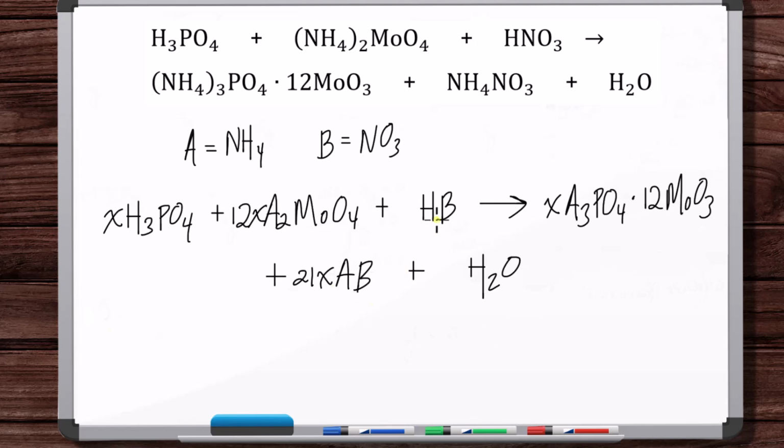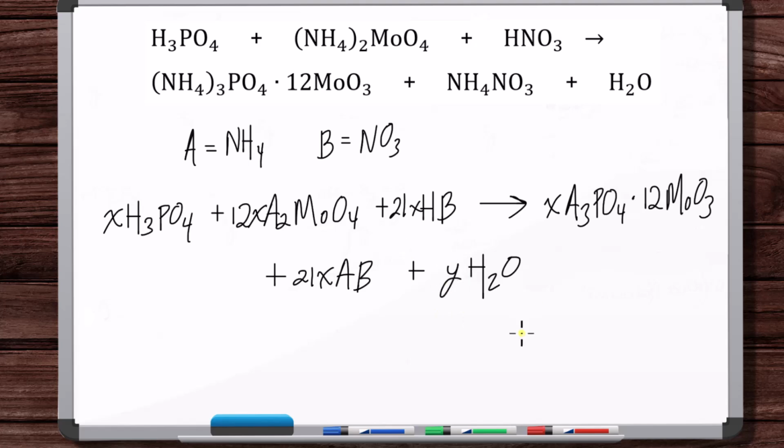Now we can come to the B groups. We could have put two y's here to start, but just to try and make it as simple as possible. So the B group is alone here on the left and alone here on the right. So you have 21x B groups on the left and 21x B groups on the right. That's this coefficient.